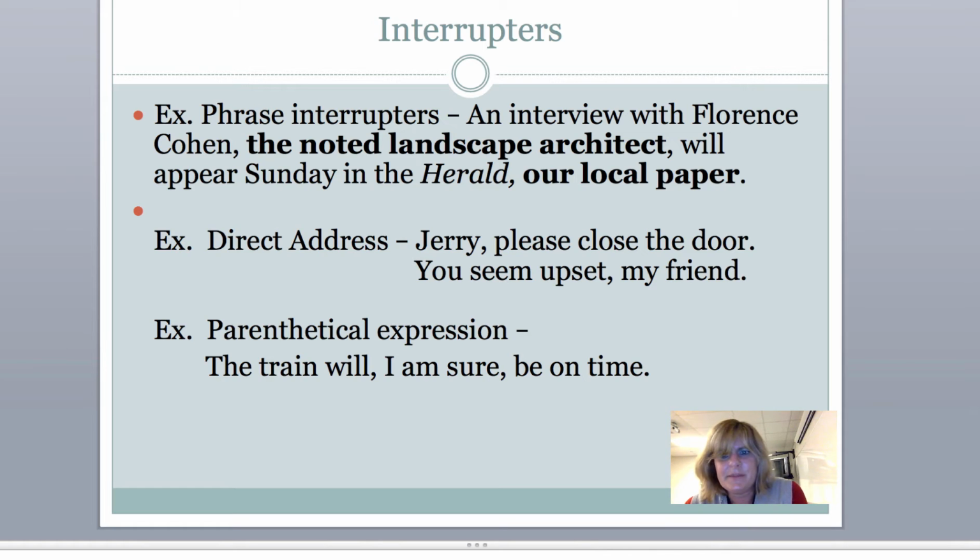Direct address. Jerry, please close the door. The other example down under: you seem upset, my friend. So those are direct addresses, where someone is referred to directly. The example of a parenthetical expression, remember parenthetical expressions, they clarify. They give extra information and they help support the idea. The train will, I am sure, be on time. Just gives a little bit of clarification. I am sure will be on time. And it also, in that example, is helping to support the main idea that the train's going to be on time. It's reiterating the fact, I am sure.